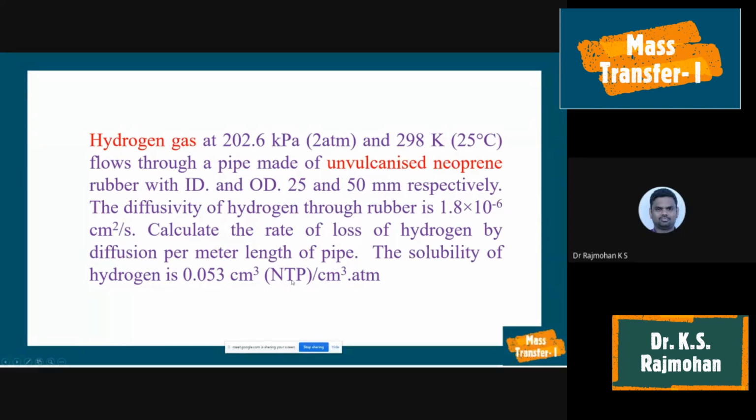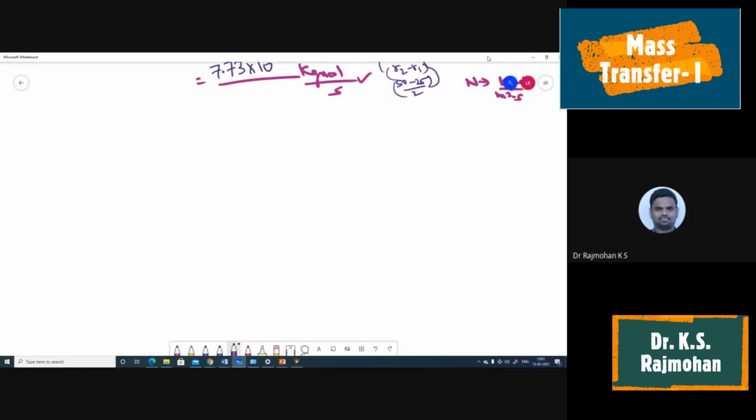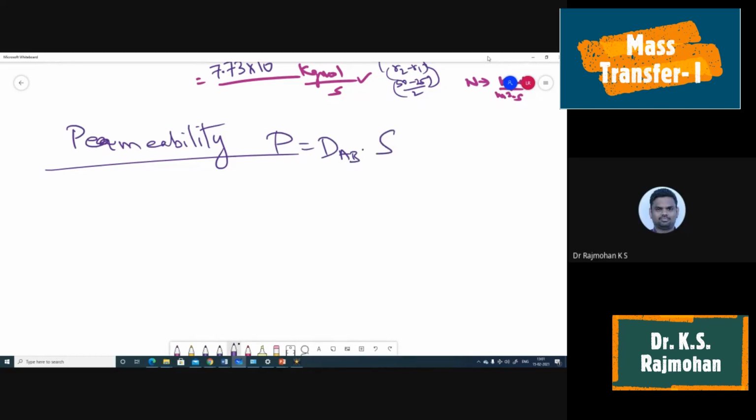Okay. So how to proceed with it? Actually, how permeability is defined is P is equal to DAB into S. Okay, sorry, S is solubility.